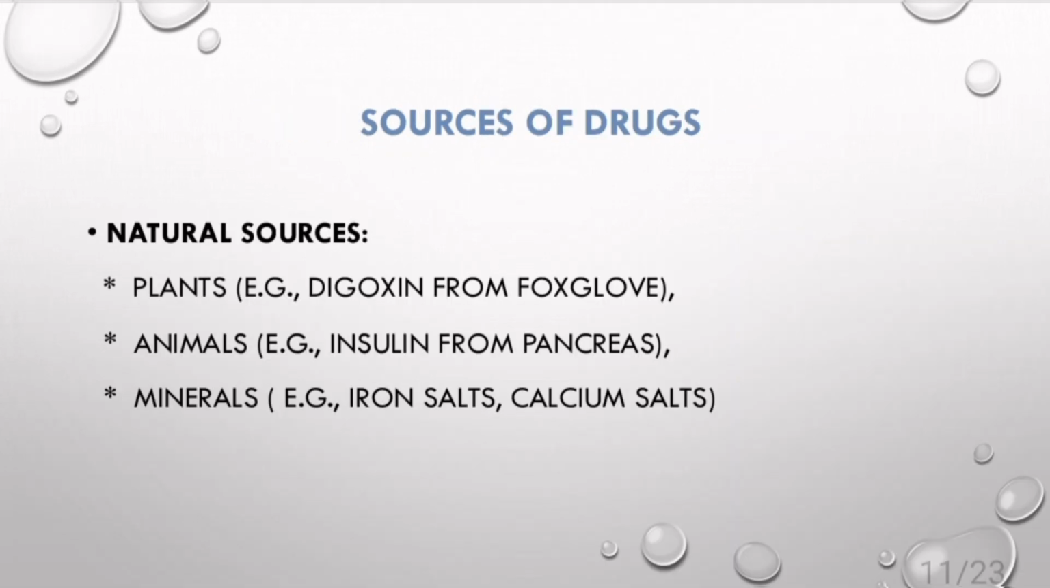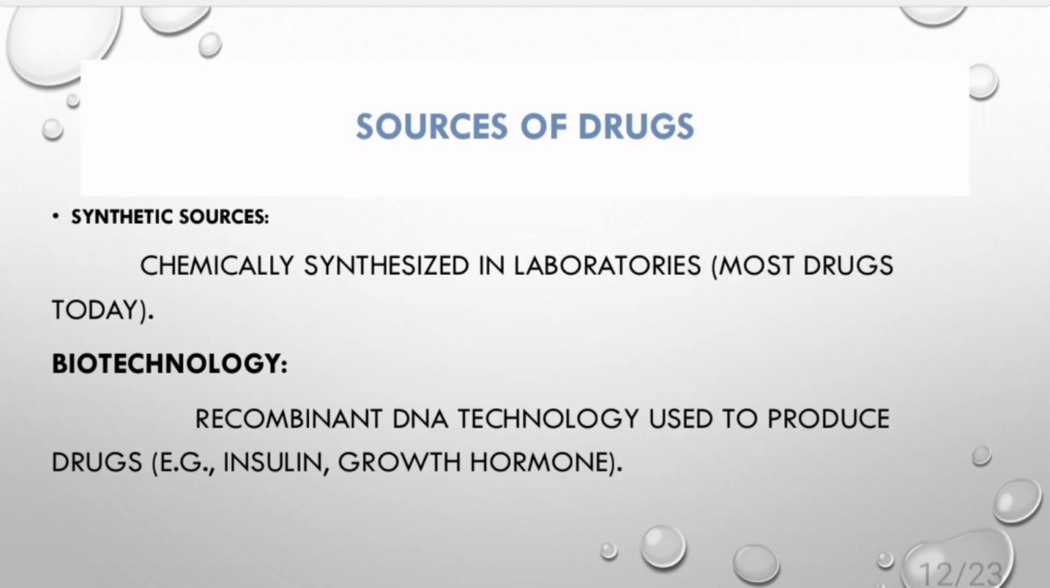Sources of drugs. There are two main sources of drugs, natural and synthetic. In natural, it includes plants, for example, digoxin. It is obtained from foxglove. Then animals, in that insulin from pancreas, and minerals, in that iron salts and calcium salts. Synthetic sources, chemically synthesized in laboratories. Okay, then synthetic drugs are synthesized in laboratories, and most of the drugs are synthetic drugs.